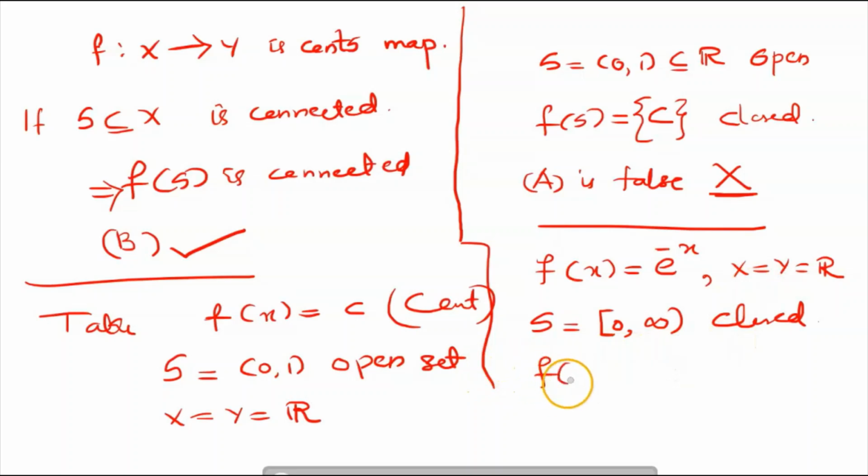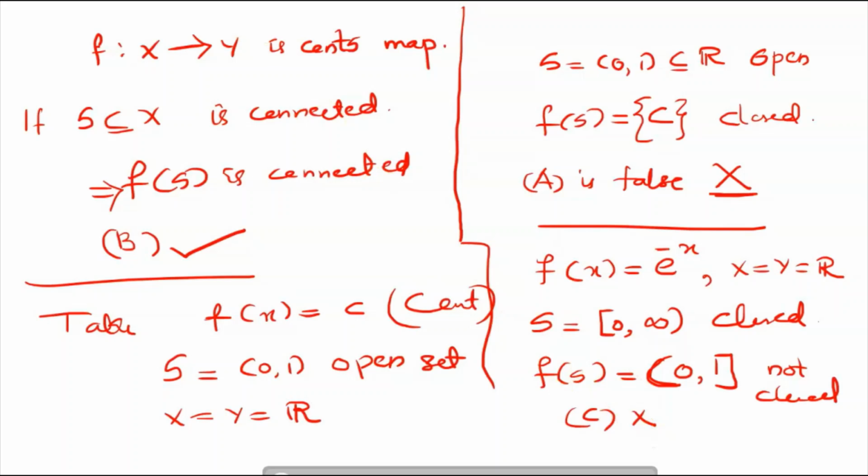What is f of S? F of S we get e raised to 0 is 1, e raised to minus infinity is 0. So finding the image we get (0, 1]. E raised to 0 is 1 and e raised to minus infinity is 0. We get (0, 1], which is not closed in R. So option C is false.